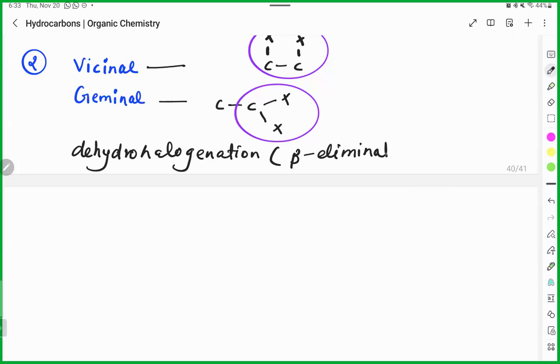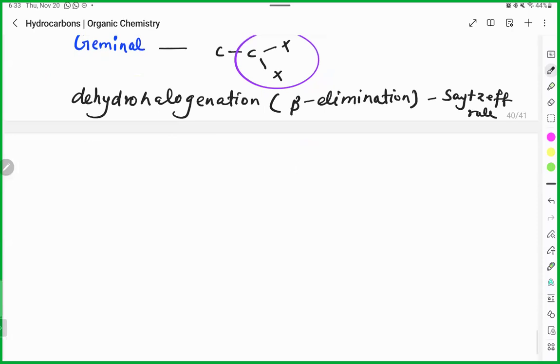Pratigya, what is dehydrohalogenation? Removal of hydrogen and halogen. So D means removal, hydro means hydrogen, halo means halogen. This is a beta elimination reaction, as given in the class rule.